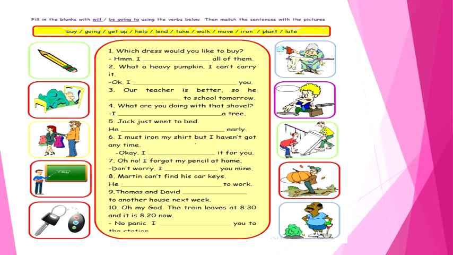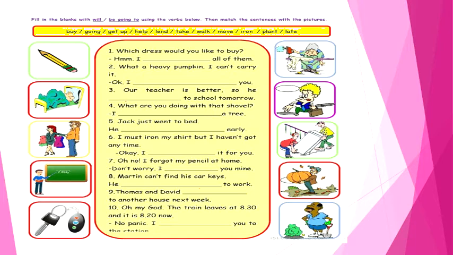Number 8. Martin can't find his car keys. He dash to work. Number 9. Thomas and David dash to another house next week. Number 10. Oh my god, the train leaves at 8:30 and it is 8:20 now. No panic, I dash you to the station. So dear children, these are your 10 sentences. Pick up the correct verb, use will and going to with them, and then match with the sentence pictures. Alright? So enjoy the exercises.